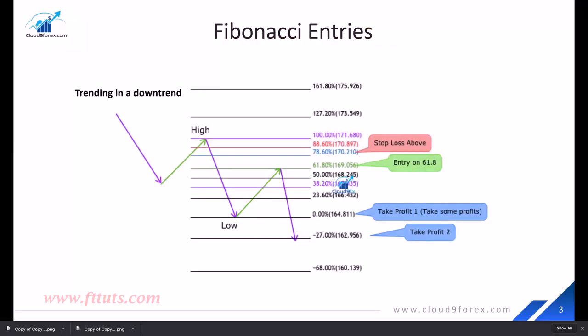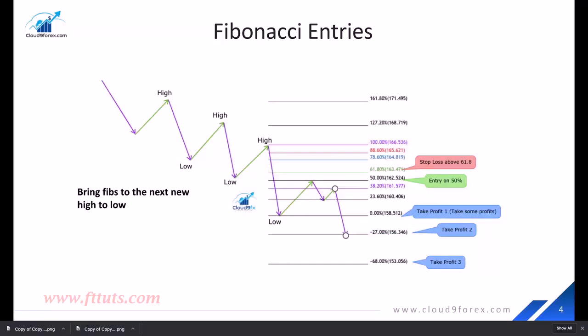So our Fibonacci entries, trending in a downtrend, we have our high and our low. Okay, so we have our lower high, lower low. Our high is at the 100%, our low is at the 0%. In this example, we rejected off the 61.8. So our entry would be at the 61.8 level, our stop loss above. Our first take profit, if we want to take some profits, would be at the 0%. Our take profit 2 would be at the negative 27% fib extension.